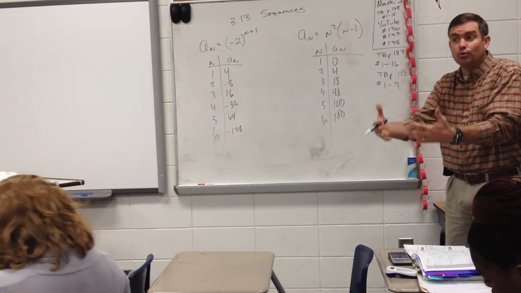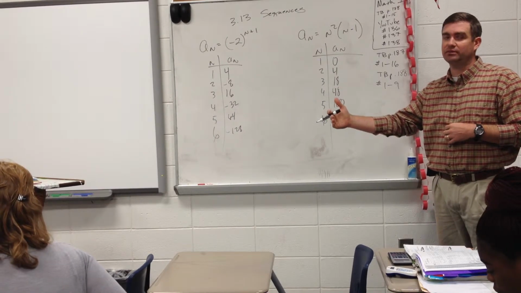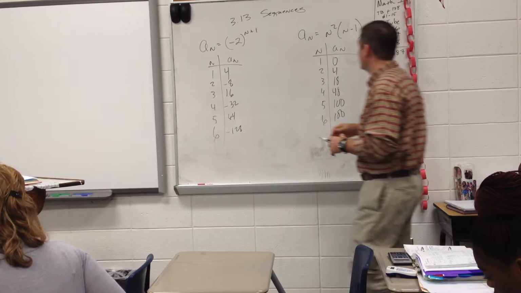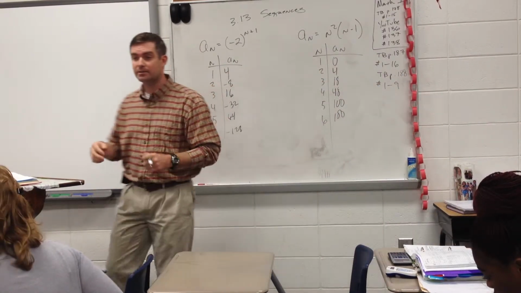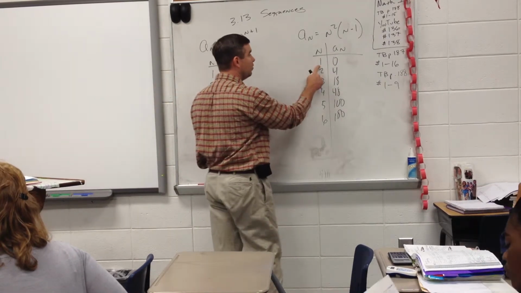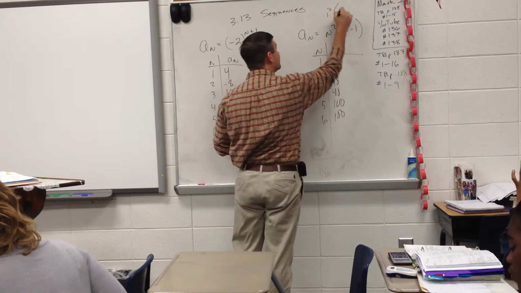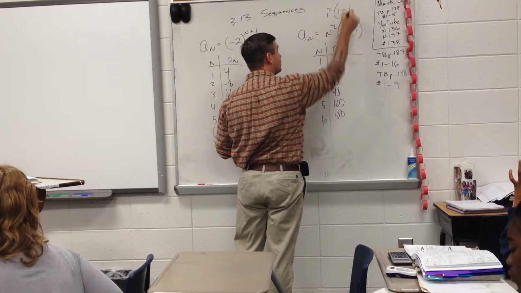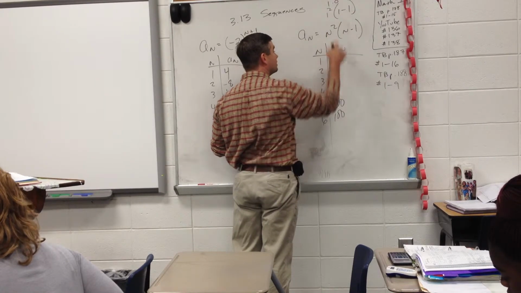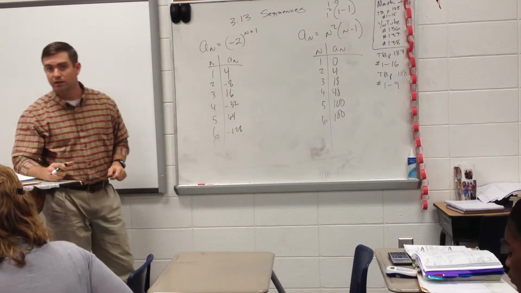So if I give you the rule and ask you to write the first 6 terms of the sequence, can you do that? Yes or no? Yes, you can. You should be able to. Can you work out the second one? Number 1. We're taking 1 and putting it right there. What's 1 squared? 1. All right. And we're taking 1 and putting it right there. What's 1 minus 1? 0. So what's 1 times 0? 0. Anybody else?